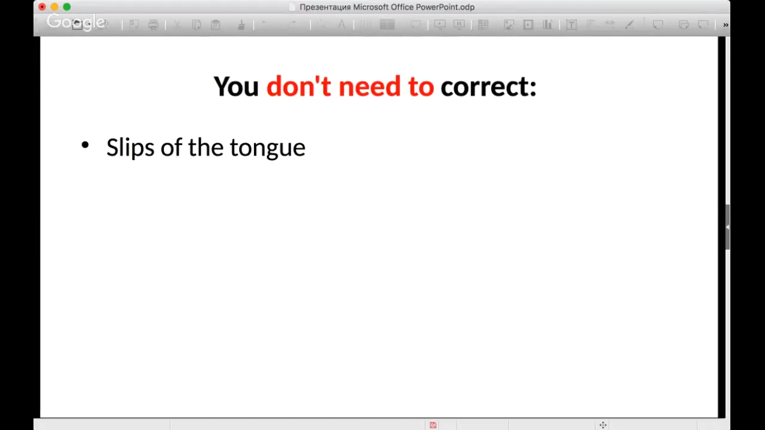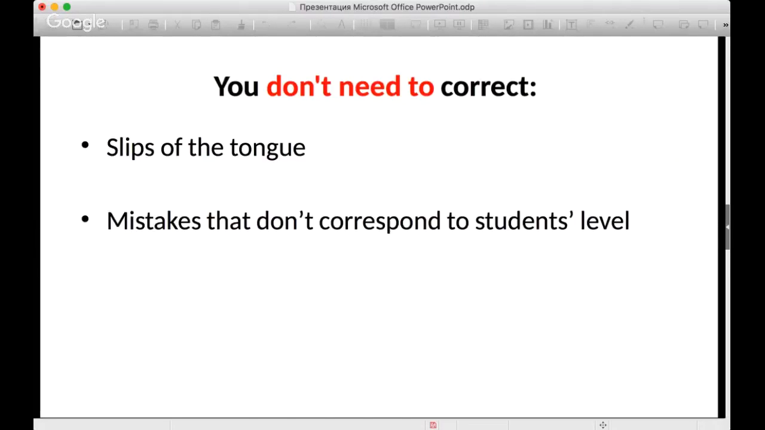So the first one is slips of the tongue. The second one, mistakes that don't correspond to students' level. For example, if you're working with elementary students and they make a mistake in using, I know, present perfect that they haven't learned yet, you don't need to correct this mistake because they will not understand. They will ask you why we have this mistake, what is the mistake, and then you will have to explain the whole topic of present perfect for them. So there is no need, it's very time consuming, so just skip this mistake.